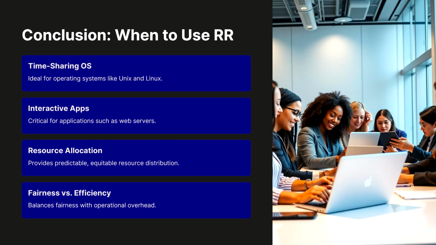Too small a quantum wastes time on context switching. Too large, and you will lose responsiveness. So the choice is a trade-off between CPU efficiency and response time.